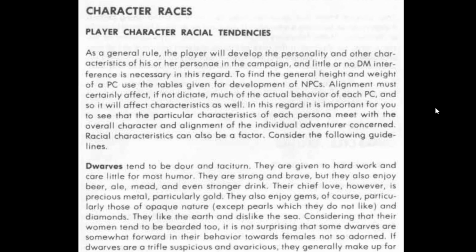some of the stereotypes. Dwarves tend to be dour and taciturn. They are given to hard work and care little for most humor. They are strong and brave, but they also enjoy beer, ale, mead, and even stronger drink. Their chief love, however, is precious metal, particularly gold. They also enjoy gems, of course, particularly those of opaque nature, except pearls, which they do not like. Of opaque nature, and diamonds.